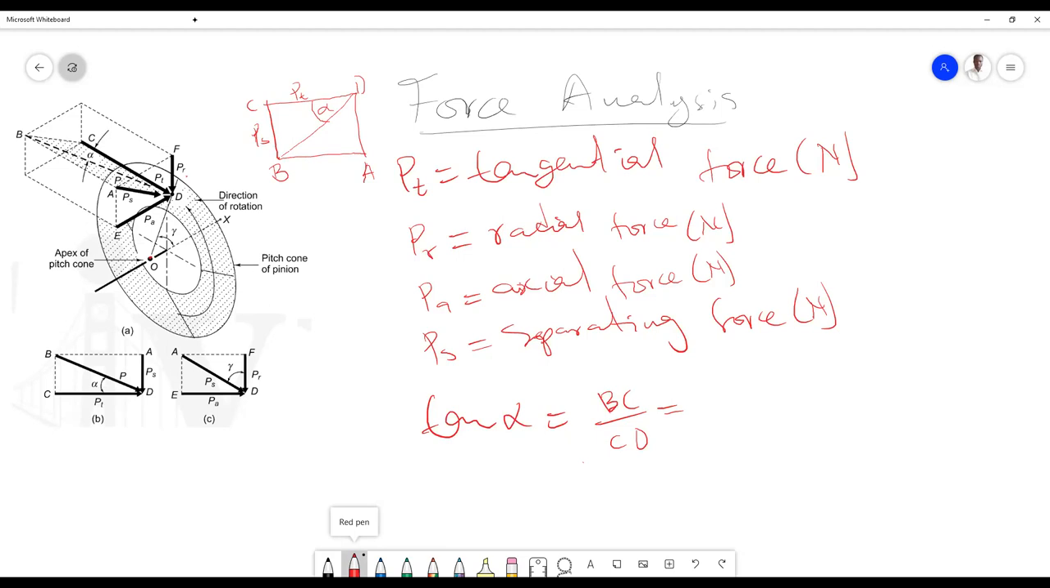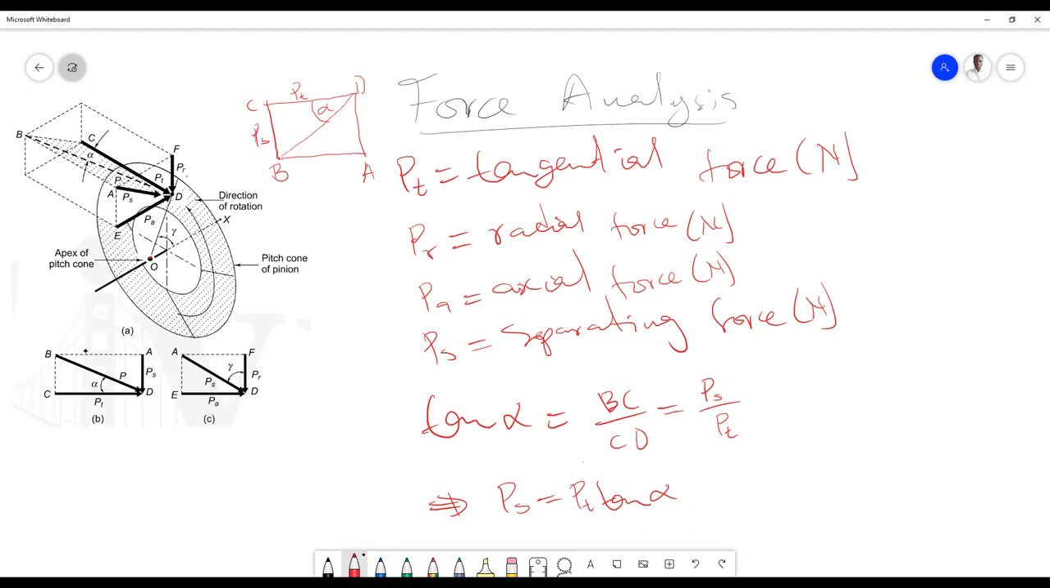Okay, so the tan of the angle alpha will equal BC divided by CD, which is the same as PS divided by PT. Are we in agreement? Yes, sir. So from here, we can say that the separating force is equal to the tangential component times tan of the pressure angle, which is alpha.